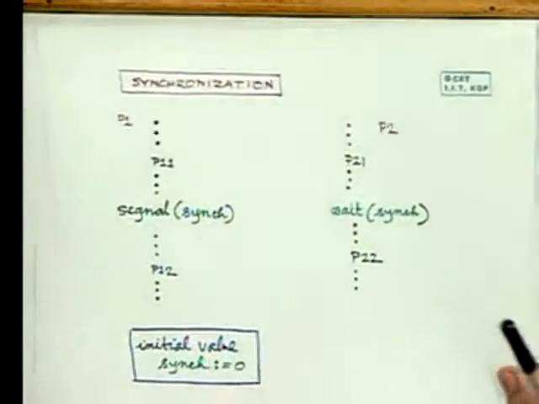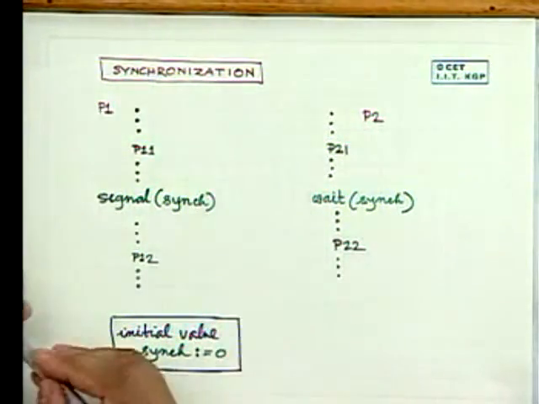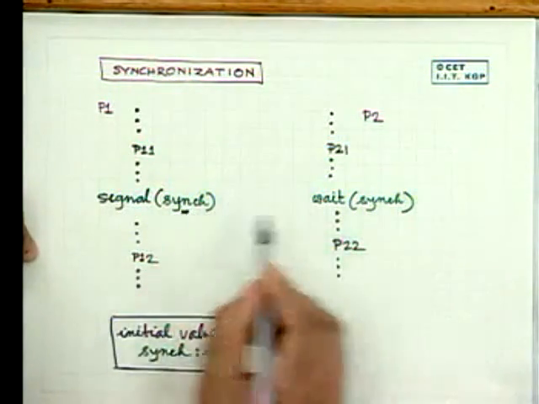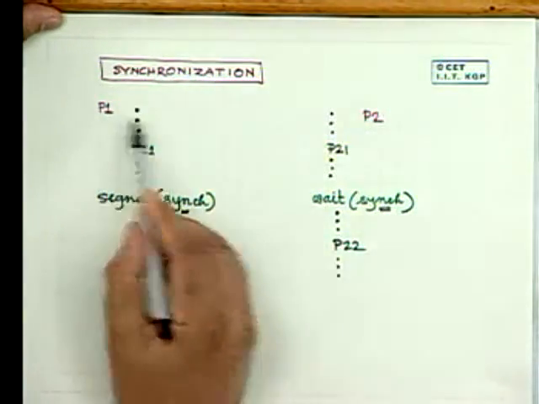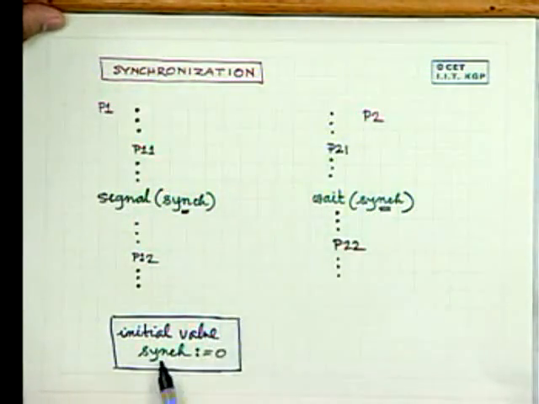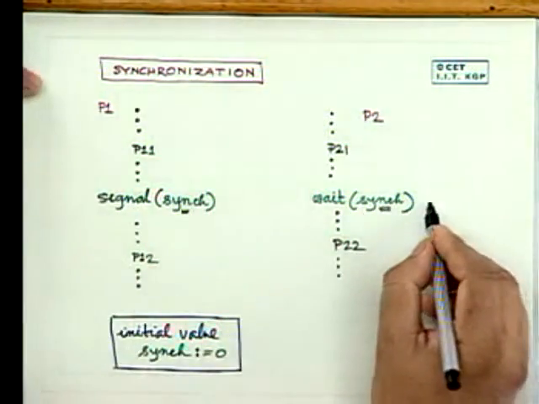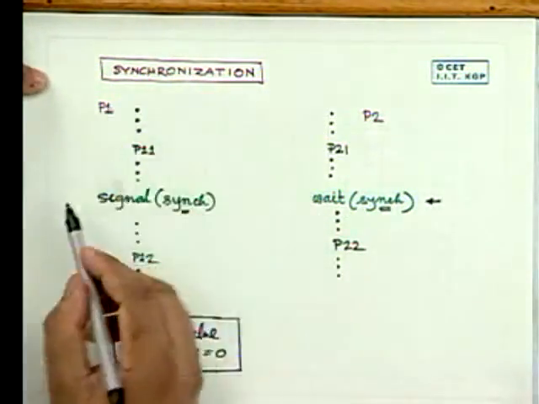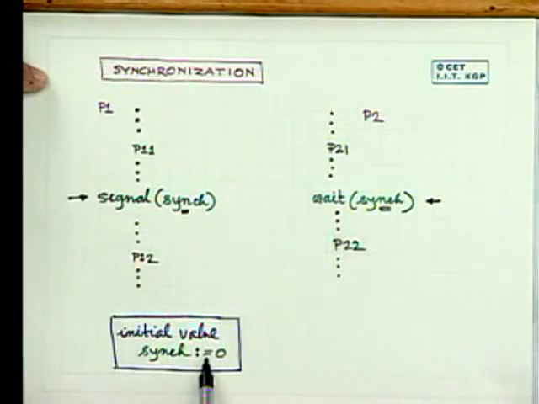Now, there is another application of the semaphore. Here we are using the semaphore variable sync to synchronize between two processes P1 and P2. Here the initial value of sync has been kept as 0. What is intended is that P2 will not move beyond this point before P1 reaches this point. That is why the initial value of sync has been kept at 0.